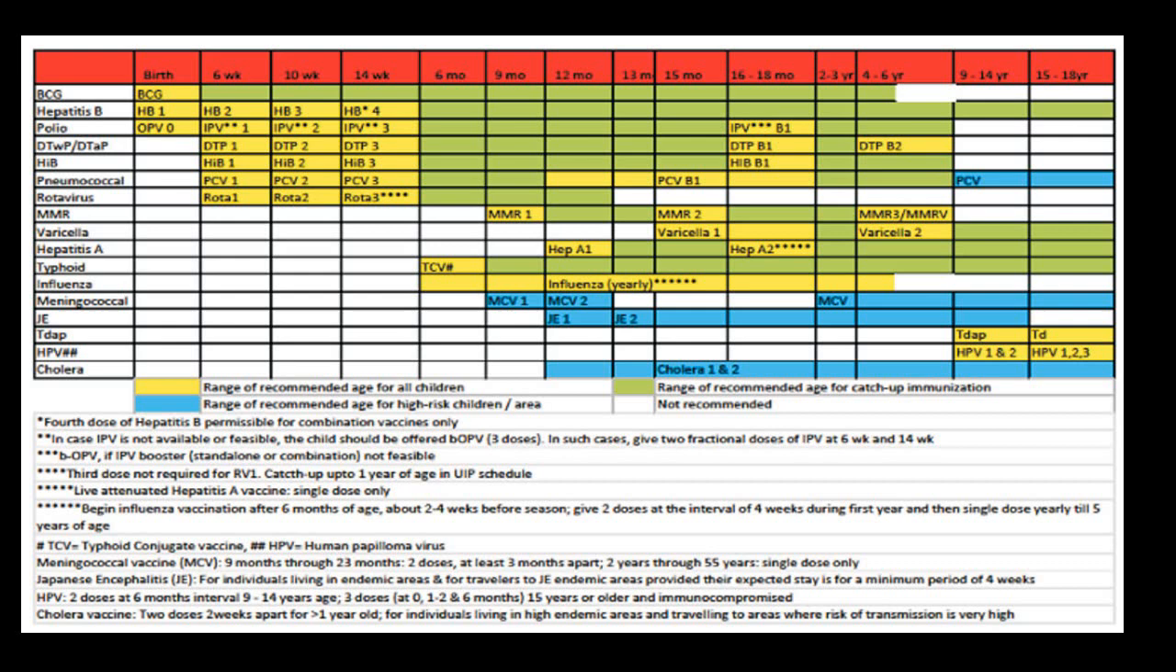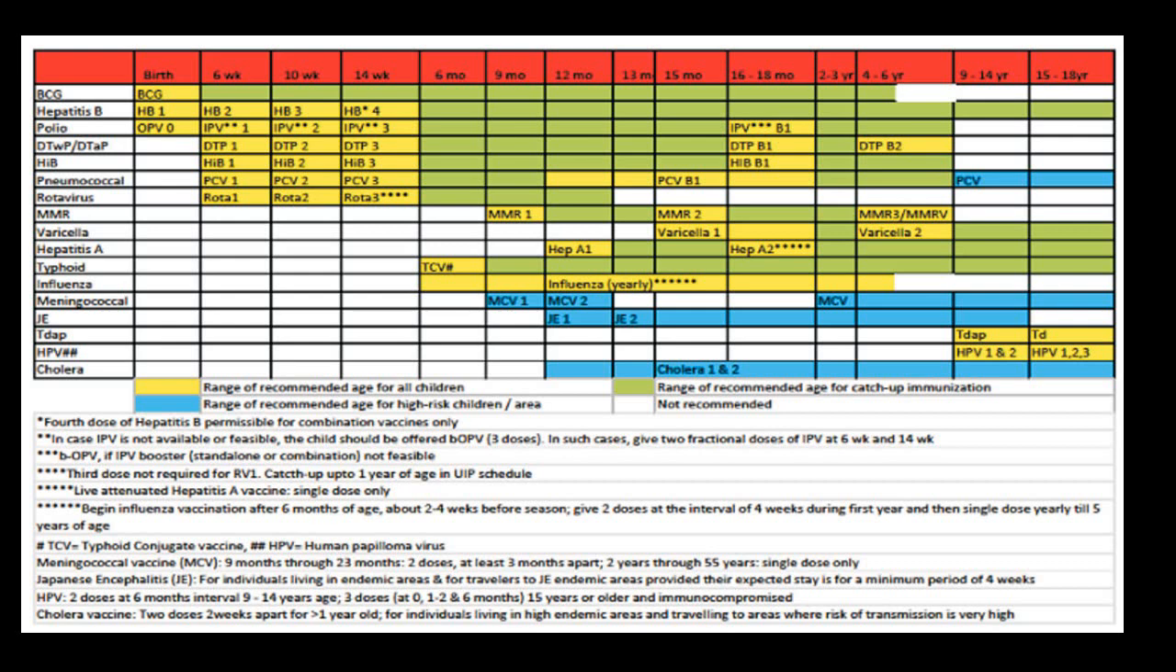Now, at 2 years, we have the meningococcal vaccine. Now, again, this vaccine is a special vaccine. It's a costly vaccine, so it's an optional vaccine, and it's to be given where the meningococcal disease incidence is very high. And again, there are two different types of vaccine.